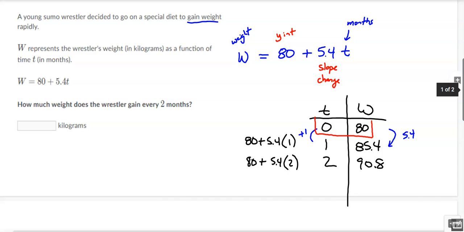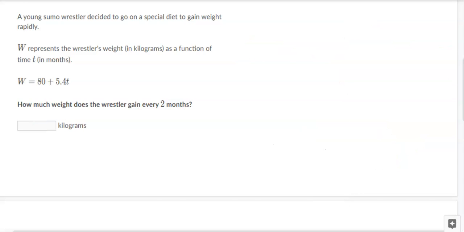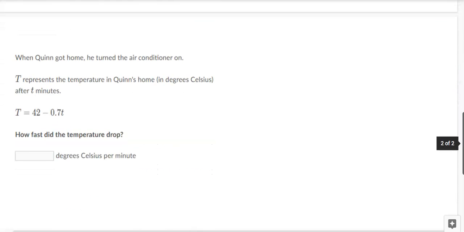So what does this want to say? How much weight does the wrestler gain every 2 months? Well, if we're gaining 5.4 each month, for 2 months we're just going to double that. So in 2 months, we went from here to there. So it looks like we had a gain of 10.8 kilograms. I think the chart or the table is very helpful in a lot of these word problems. All right, a couple more to look at here.